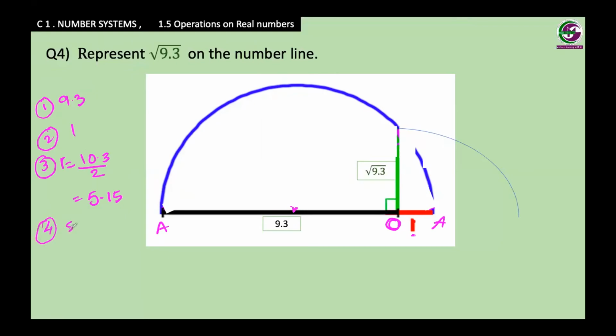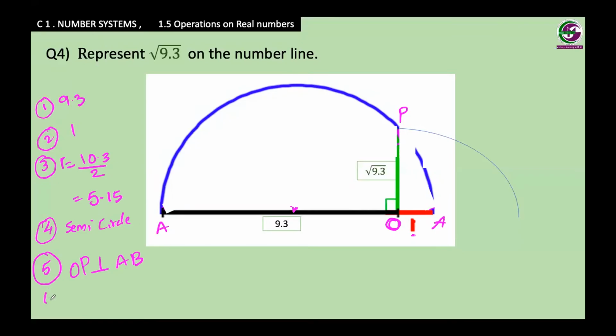Step 4 is you draw a semicircle. When you draw a semicircle, then draw, that's the next step. Step 5 is starting from O, draw a perpendicular line to touch the semicircle, let's say OP. So we draw OP perpendicular to AB.